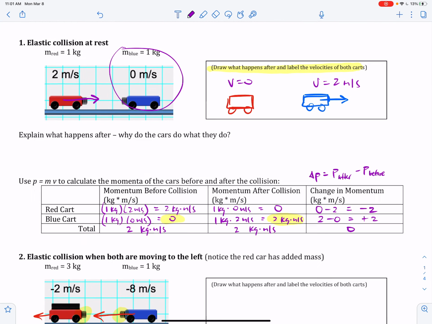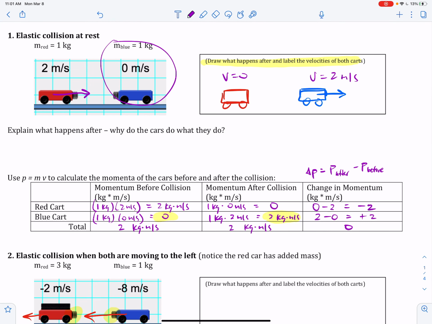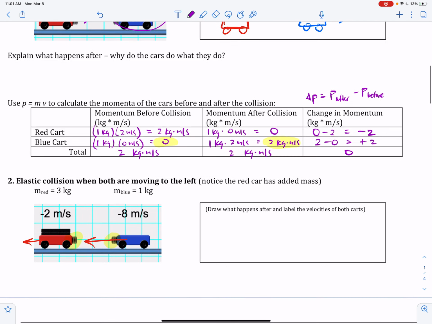All right, so that's in general how to work through these, and then you will have 5 more examples to plug into the simulation to describe and then draw and calculate.